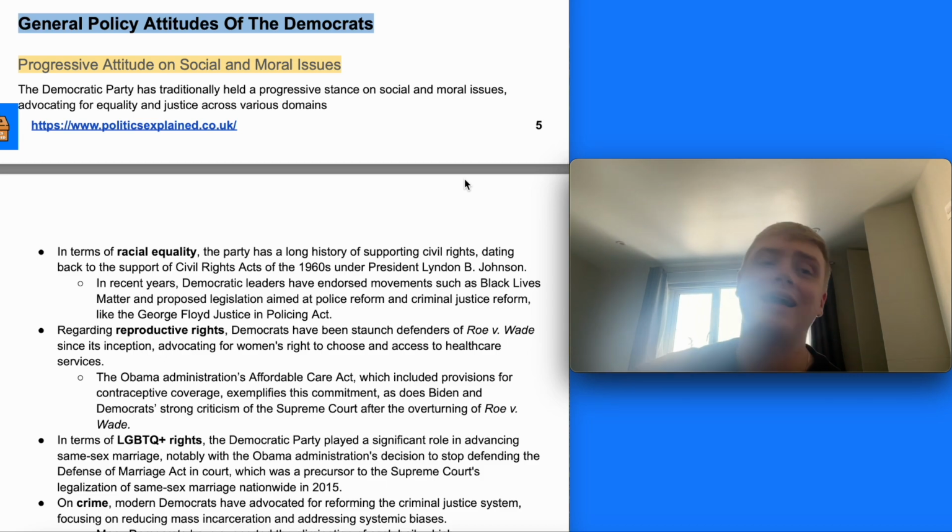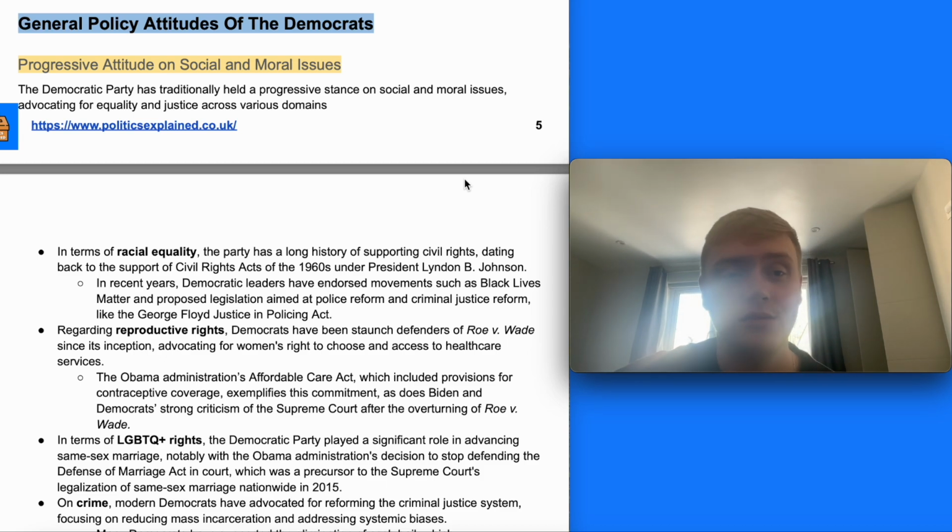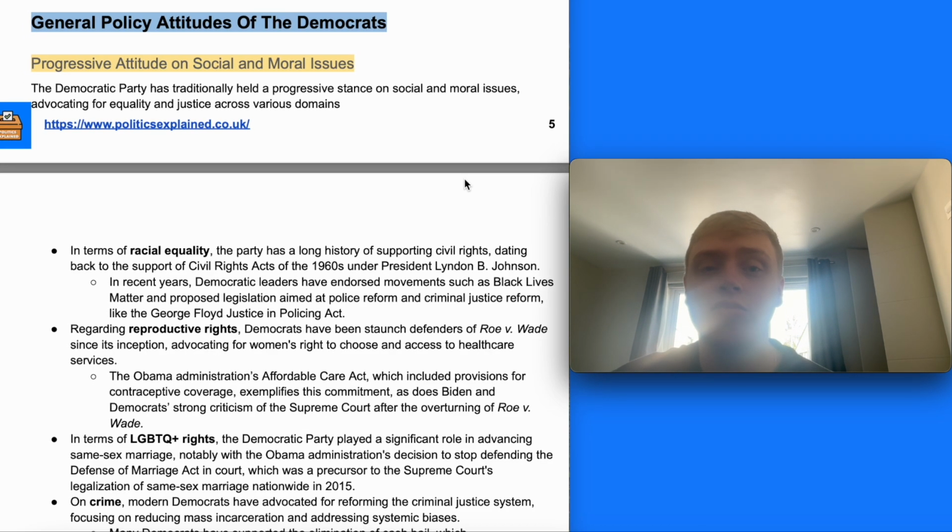Okay, what we're going to have a look at now is the general policy attitudes of the Democrats. The Democratic Party has traditionally held a progressive stance on social and moral issues, advocating for equality and justice across various domains.